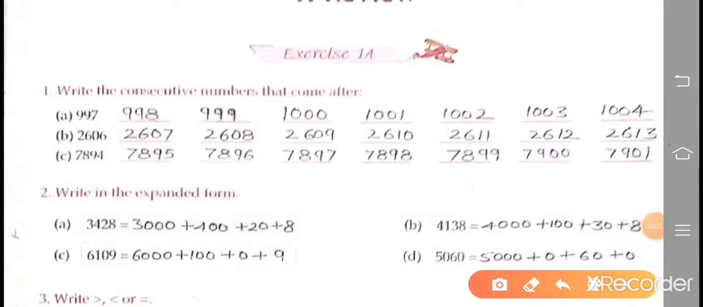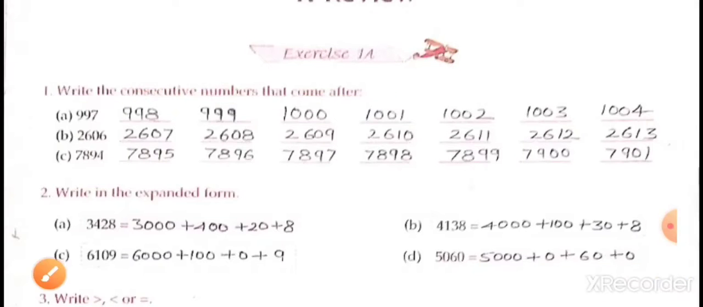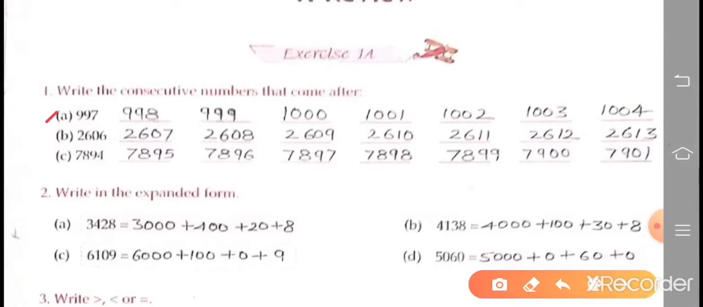Question number 1. Write the consecutive numbers that come after. One number is given here, and we have to write the consecutive numbers. So A part, 997. After this 998, after 998 999, then 1000, then 1001, after 1001 1002, then 1003, and last 1004.